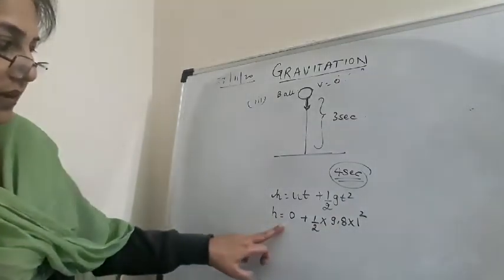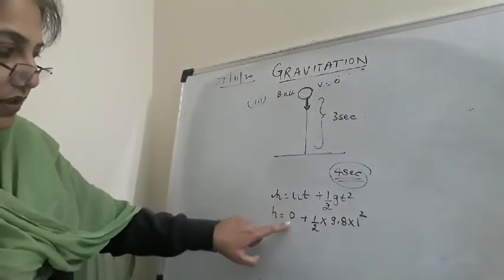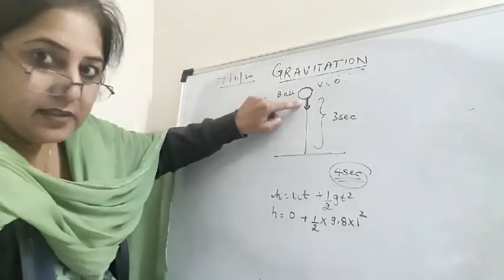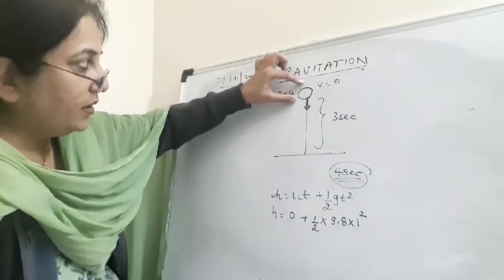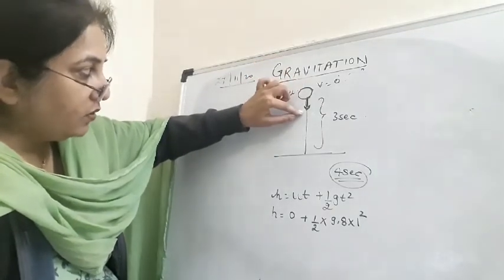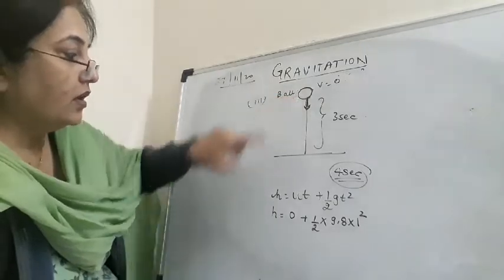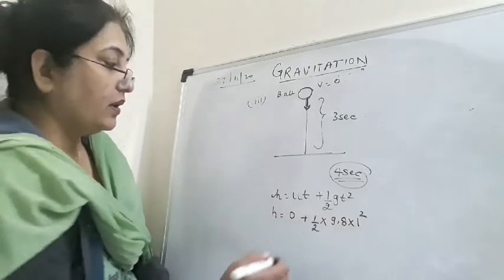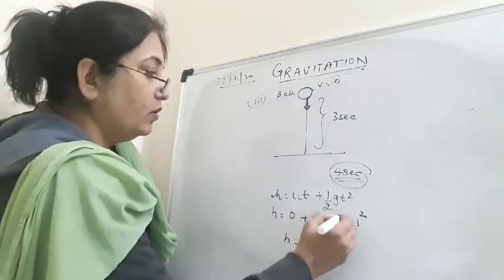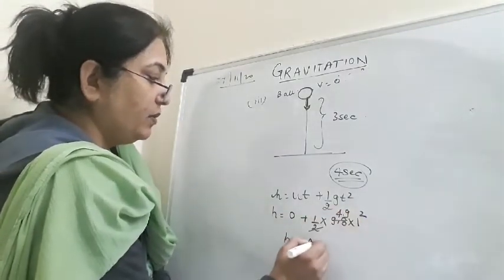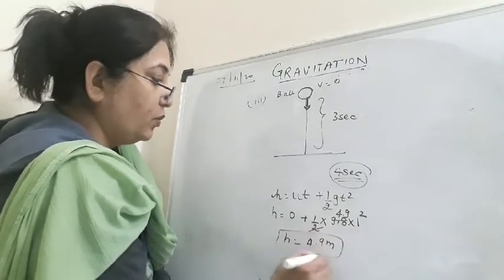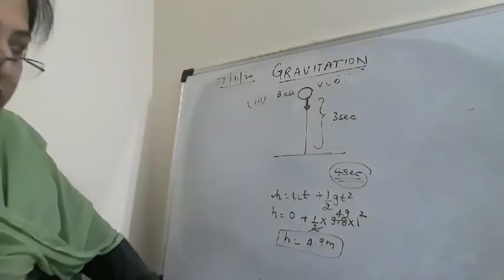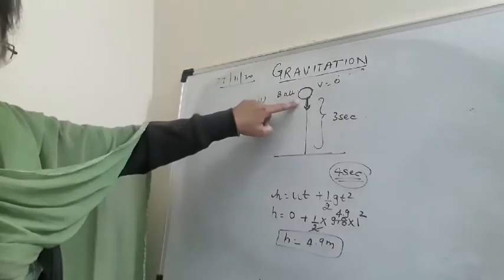This is very important to understand, that is why I have taken u as 0, because we are calculating the position of the ball in the next 1 second. When from here it starts falling down, before that its velocity was 0. So h is 0 plus half into 9.8 into 1 square. Don't take it as 4 square. So now h will be 4.9 meters. So where is the ball after 1 second? 4.9 meters. From where? From here.